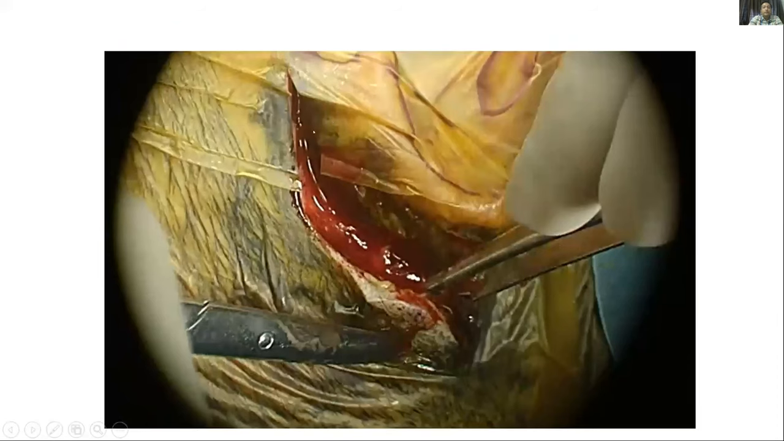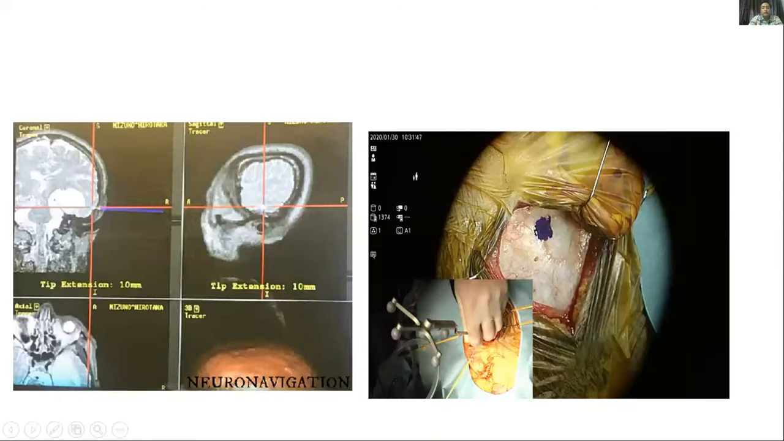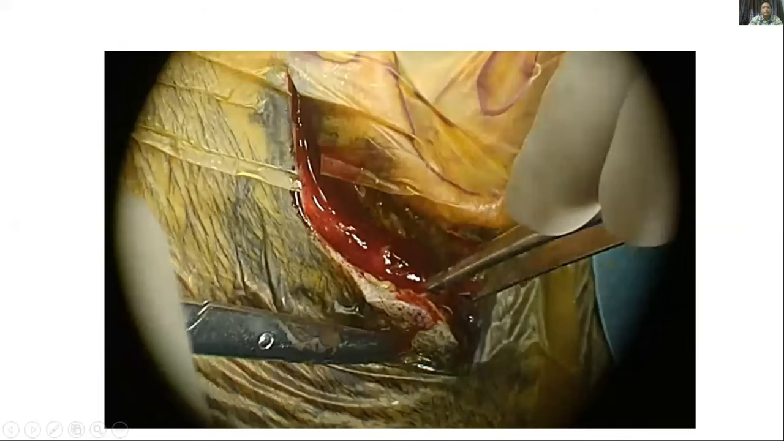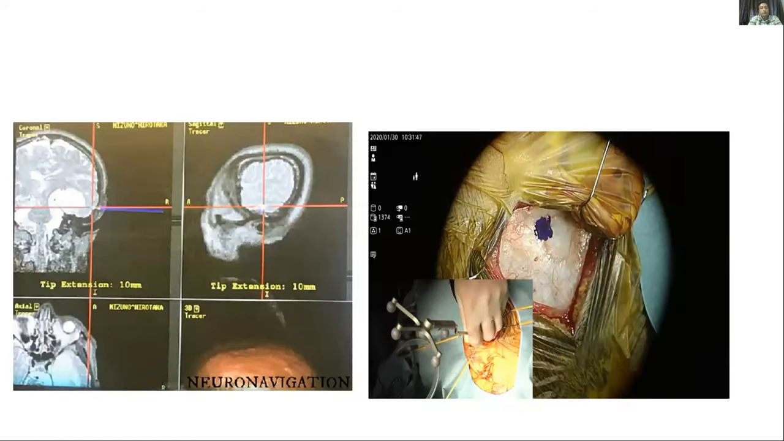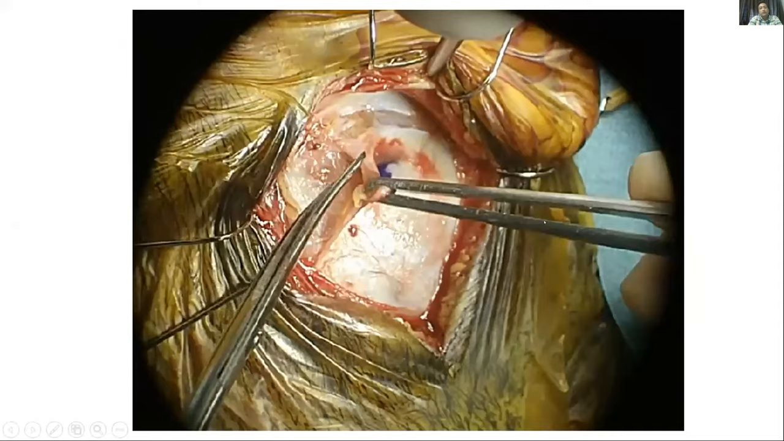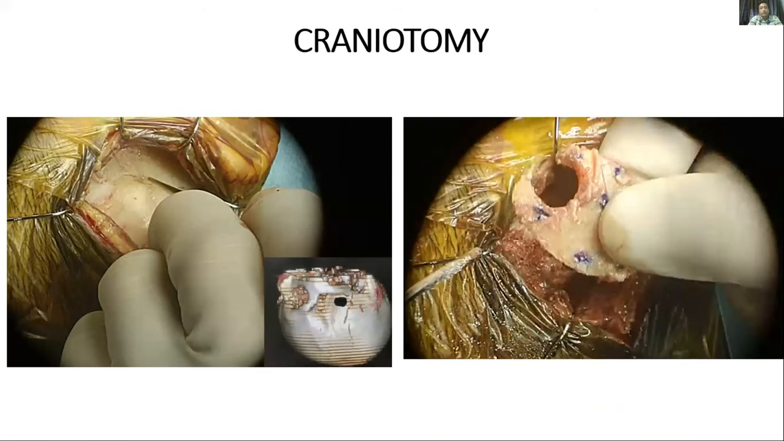Simultaneously, another team of neurosurgeons was operating through the temporal side. A curvilinear incision was made from in front of the tragus, going superiorly and posteriorly over the temporal area. The temporalis fascia was dissected, and with the help of navigation guidance, we marked the site of our craniotomy. A small craniotomy of around 2.5 to 3 centimeters was made under navigation guidance.